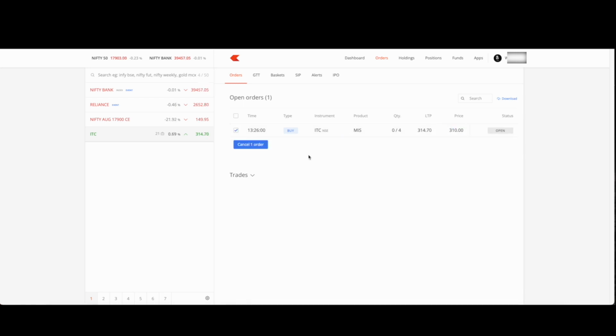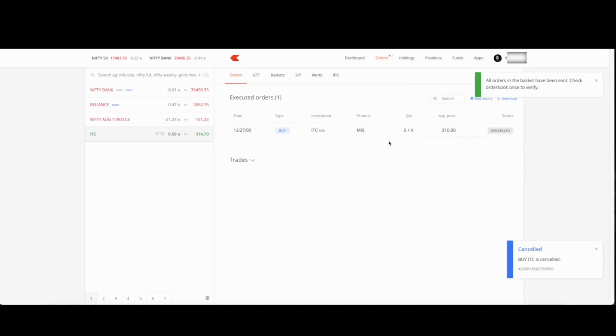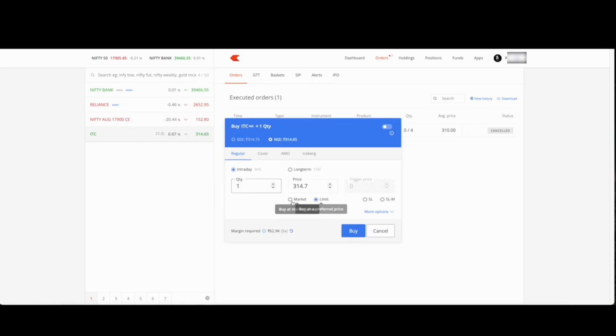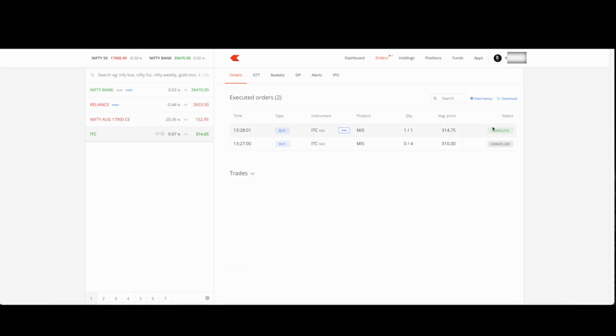Now if you want to quickly buy the stock, then you need to place a market order. So let's say I cancel this order. This order is cancelled now. Now if I want to buy the stock immediately, again I click on buy. Here instead of limit, I can choose market. Now once I choose market and click on buy, you can see that my order immediately got placed. If I cancel this, you can see the status of this request is completed.